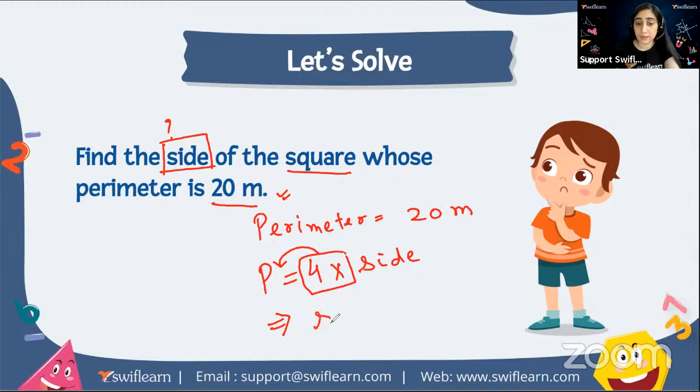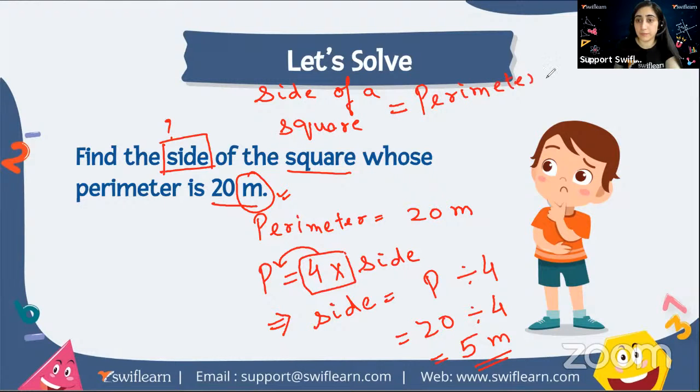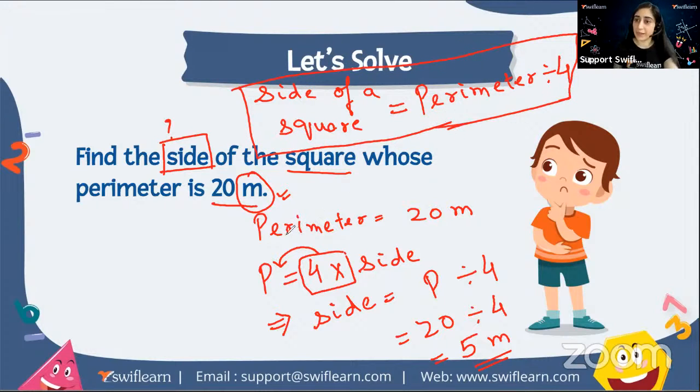So I get the formula that to calculate this side, it has to be the perimeter divided by 4 in case of a square. That will always be there. So what is the perimeter? It is 20. When 20 is divided by 4, what do I get? I get 5 meter as the answer. Meter, because the perimeter is given in meters. So by solving this, we have derived one more formula to calculate the side of a square when the perimeter is given to us: perimeter divided by 4. Clear?